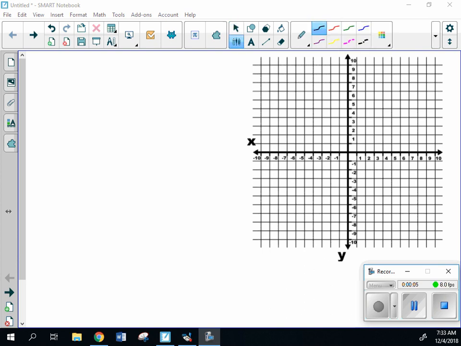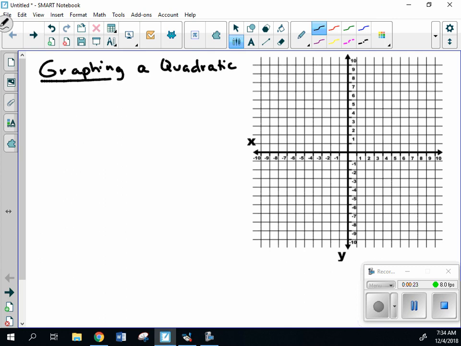Graphing a quadratic can be a little tricky depending on what your equation is, but it doesn't have to be if you use the right tools and situations. A quadratic is anything in the form of ax squared plus bx plus c. The reason why it's called a quadratic is because you have an x to the power of 2.